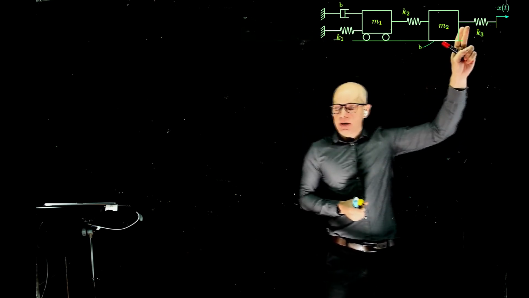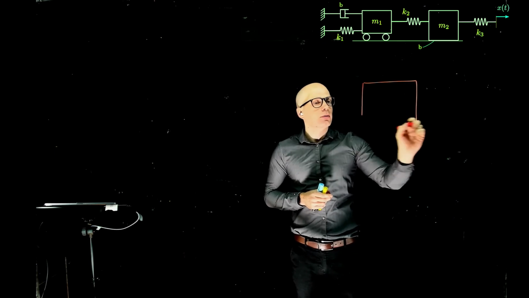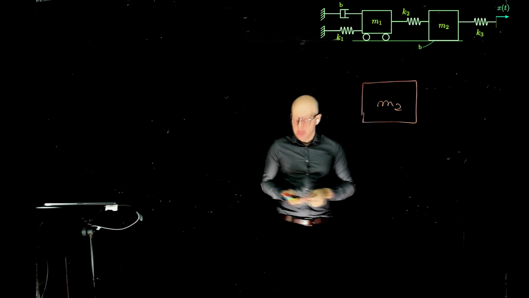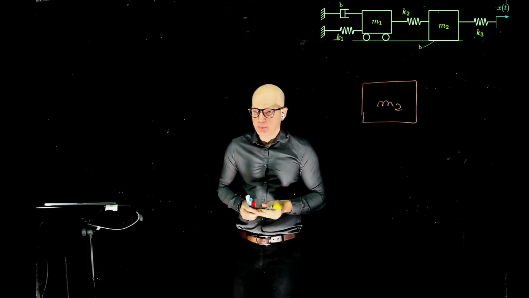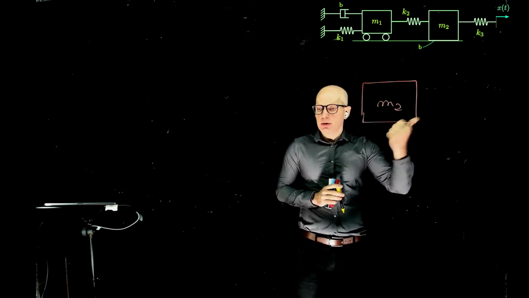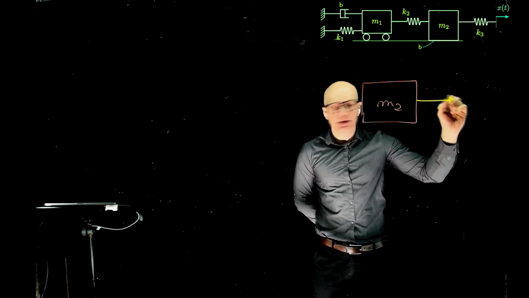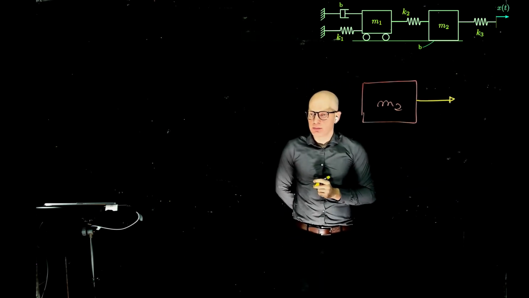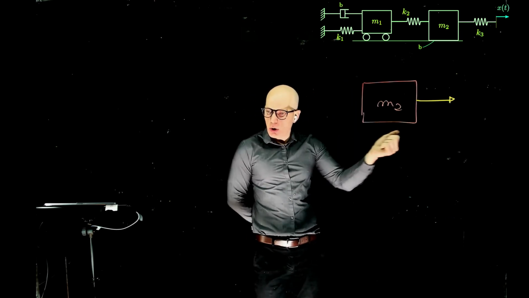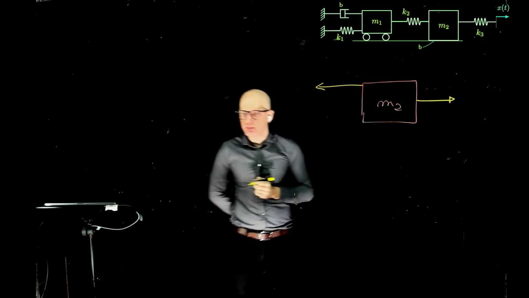So let's start with mass M2. Let's start with the free body diagram for mass M2. Tell me which forces are acting on this mass. If we are pulling on x of t towards the right, we have a force here making this mass move to the right. The mass is attached to another mass through a spring, and this spring is holding the mass from moving to the right, so a force to the left.